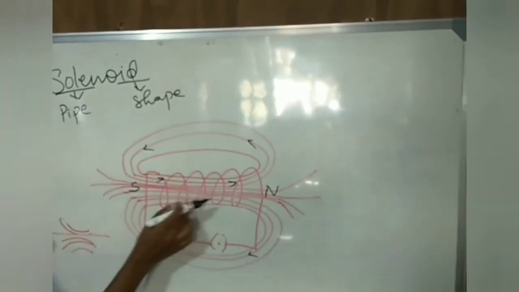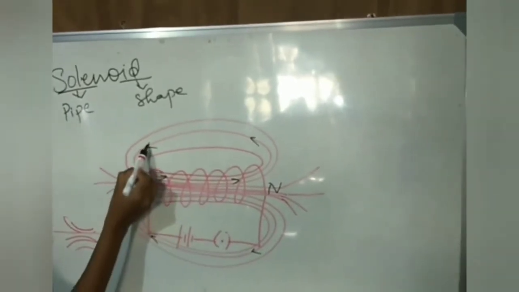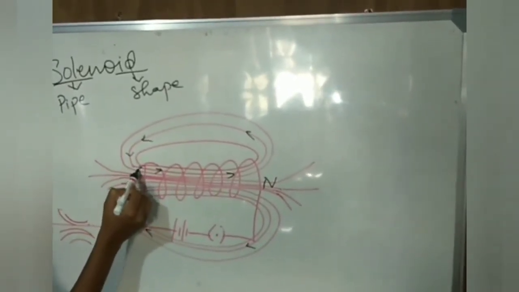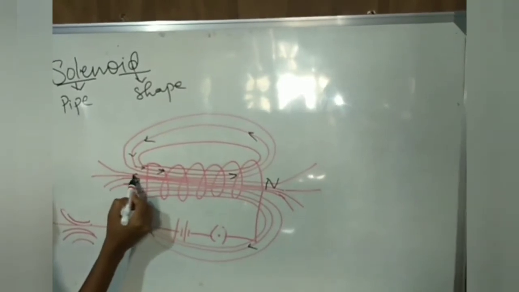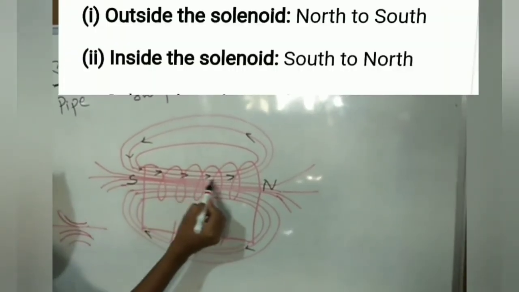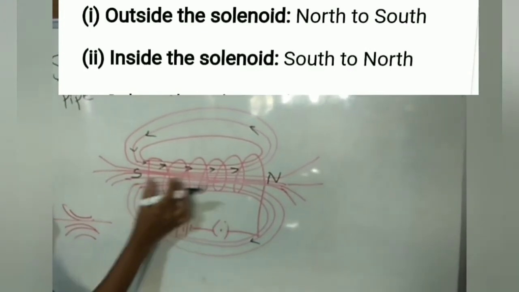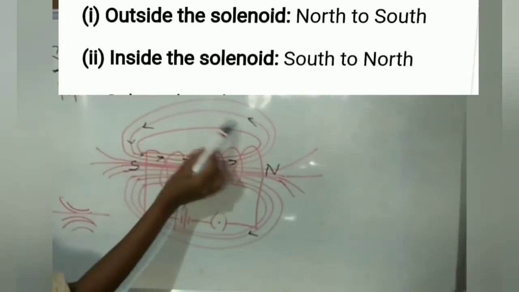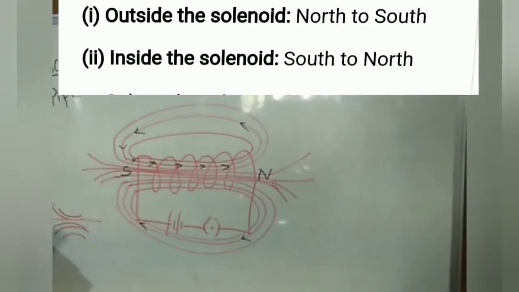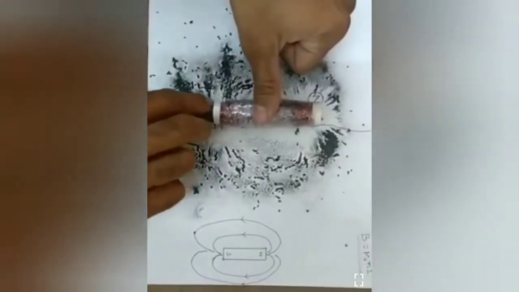Now observe what happens inside the solenoid. When this comes like this, inside the solenoid magnetic field will flow from south to north. Okay, so these are the directions: inside the solenoid, south to north, outside the solenoid, north to south. Observe the video.